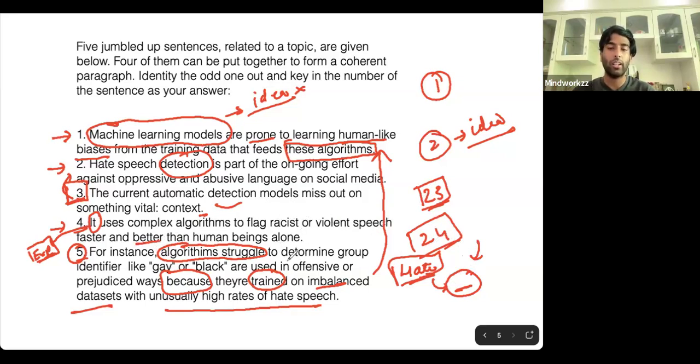But it also talks about the fact that algorithms struggle to determine group identifiers which are used in offensive or prejudiced ways because they're trained on imbalanced data sets. So even though they are better at identifying, sometimes they struggle in determining these group identifiers. Group identifiers being talking about a specific group, right?